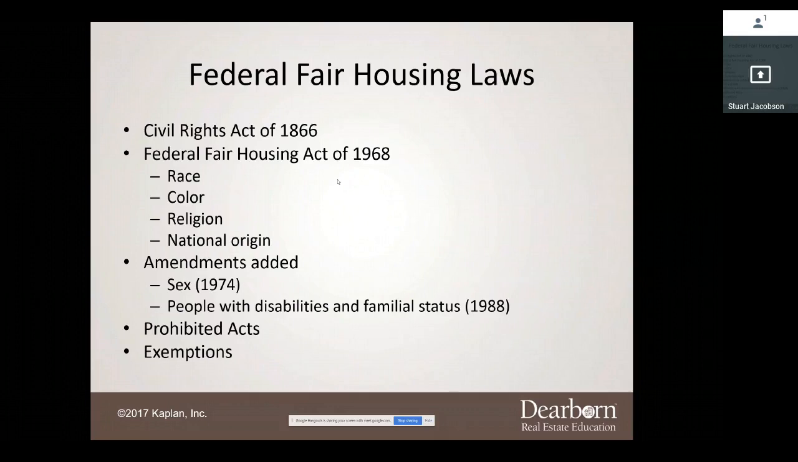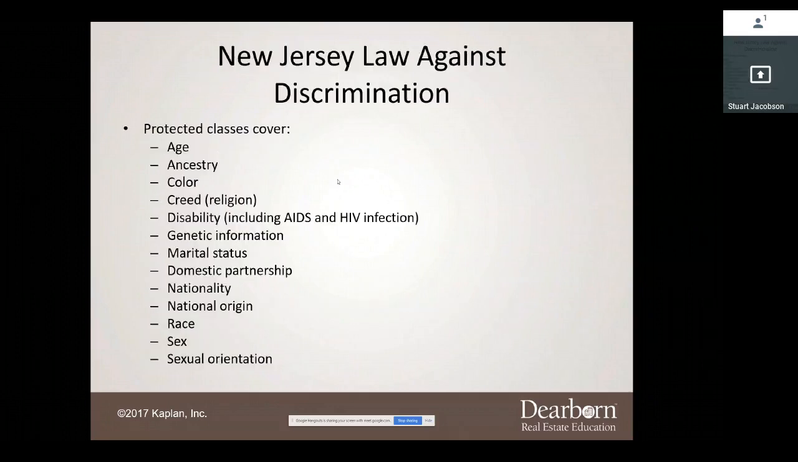There are some exemptions to the Federal Fair Housing Act of 68. I don't really want to go into that. Again, what you really want to know is what each one covers. You want to know that the Federal Fair Housing Act of 68 has the two amendments. In 74, they added sex. In 88, physical and mental handicaps and familial status, including AIDS victims. Now, the NJ-LAD. The NJ-LAD came into play in 1945, okay? Now, here's what I want you to know.